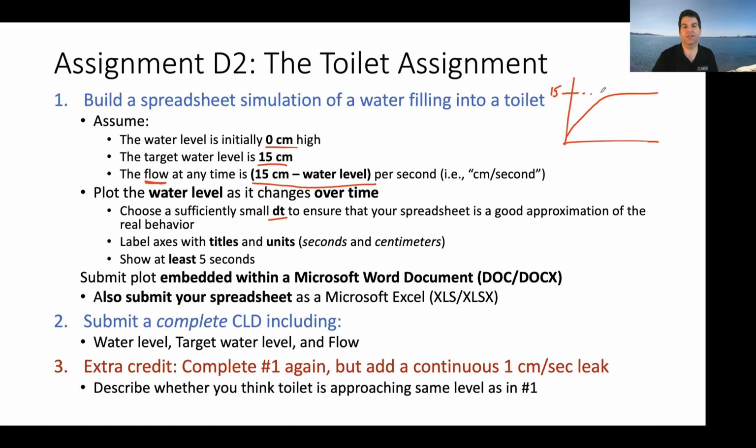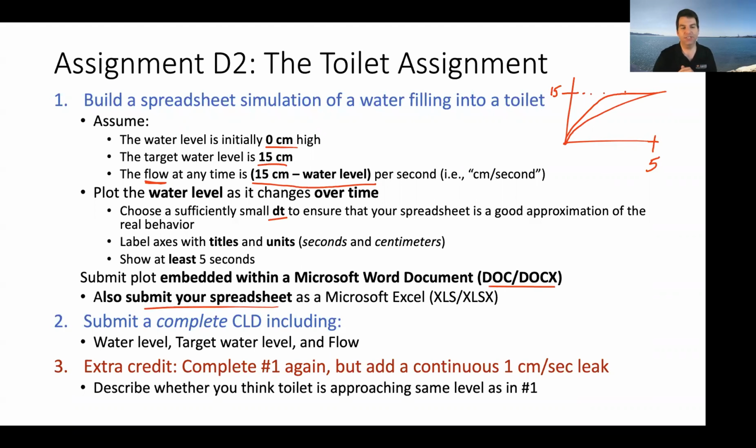And it'll get closer and closer to 15 without actually hitting 15. So you should show at least 5 seconds. And so you should again plot until 5 time units, and you get this kind of damped exponential where it rises fast and then levels out. And then we need to show your plot embedded within a Microsoft Word doc.